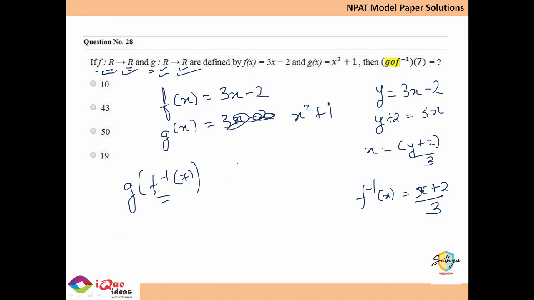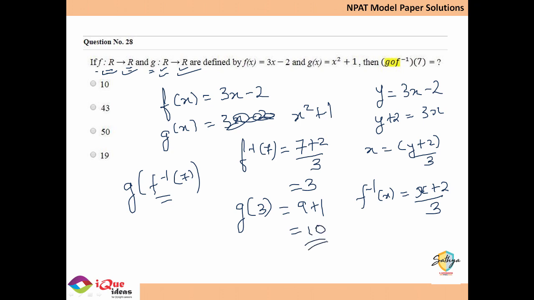So first let's find out the value of f inverse of 7. f inverse of 7 is (7 plus 2) divided by 3, which is 3. And g of f inverse of 7 is g of 3, which is equal to 3 square plus 1, which is equal to 10. So the value of g of f inverse of 7 should be equal to 10, right? Simple example, definitely can be solved easily in the examination.